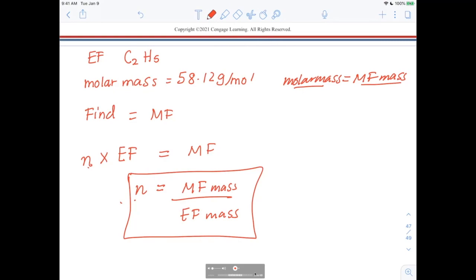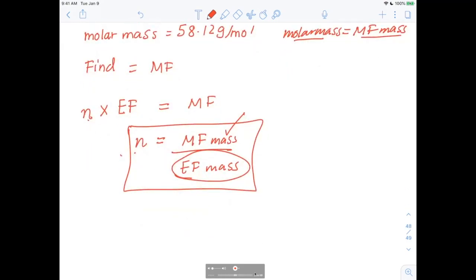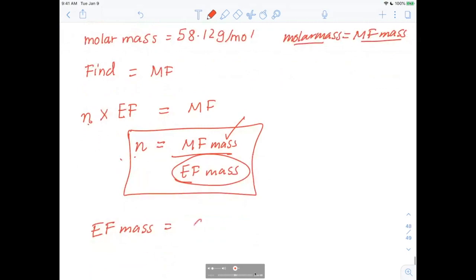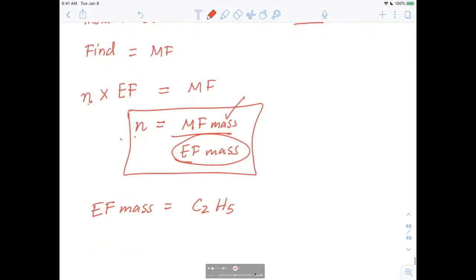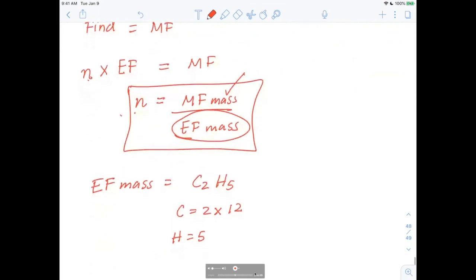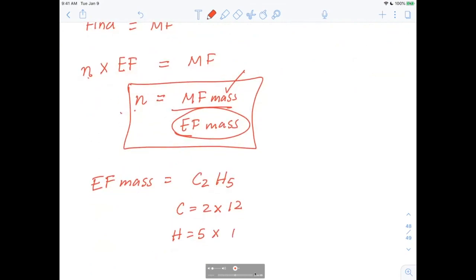So in this equation here, we already have the top number. We need to find the bottom number. What is the empirical formula mass? Well, to figure out the mass, you need the formula. It's C2H5. How many C's do we have? We have 2. How many H's do we have? We have 5. Each C is 12. I'm going to use approximations here. Each H is about 1. 2 times 12, 24. 5 times 1, 5. Total, 29. So I have the mass for this.